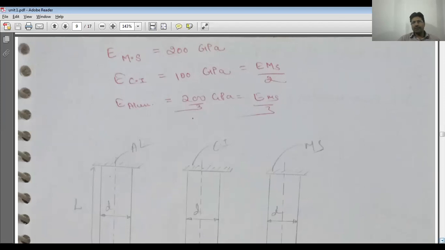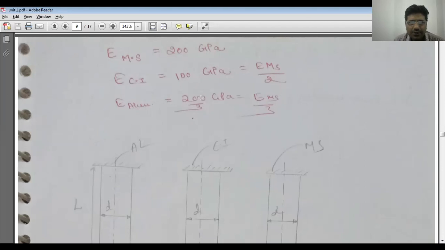That means the Young's modulus of elasticity for aluminium is one third of that of mild steel. For mild steel we can say here 200. The values you can see for Young's modulus are 200, 100, and 200 by 3. So this can be said that 200 by 3 is the Young's modulus E for mild steel divided by 3.